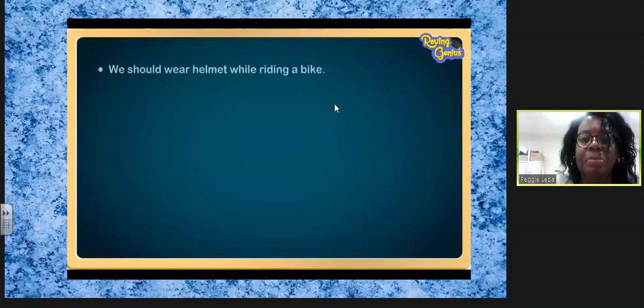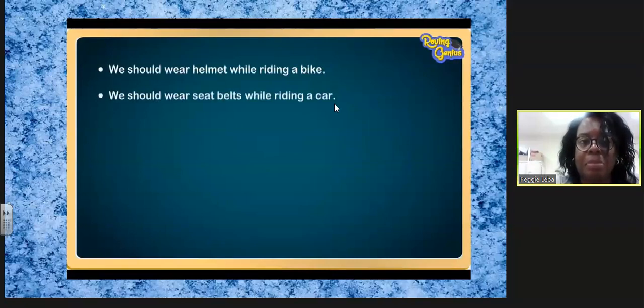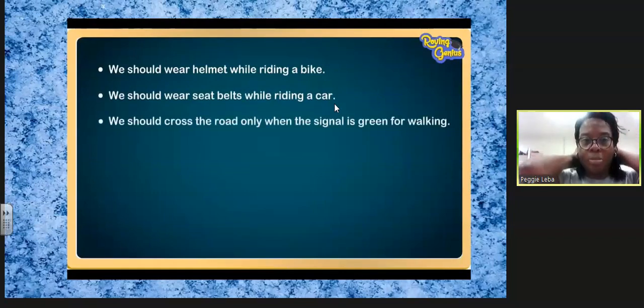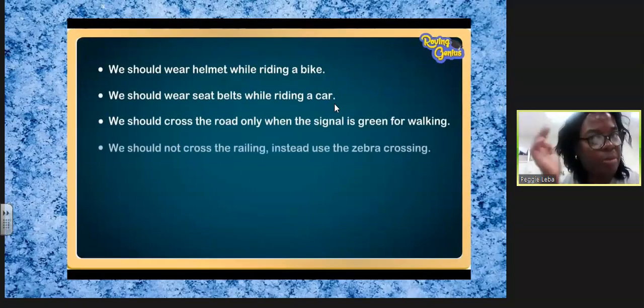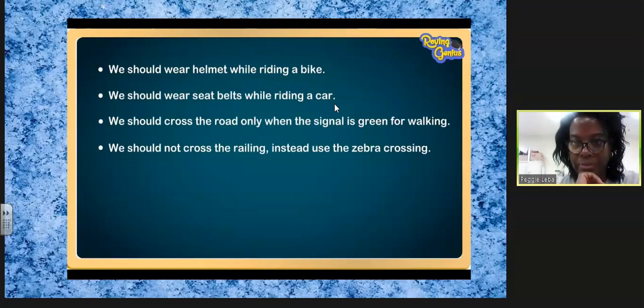Some more traffic rules you need to know are: we should wear helmet while riding a bike. We should wear seat belts while riding a car. We should cross the road only when the signal is green for walking. We should not cross the railing, instead use the zebra crossing. We should walk only on the footpaths.